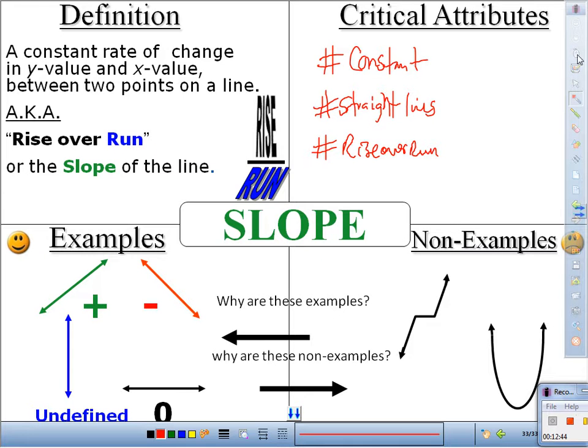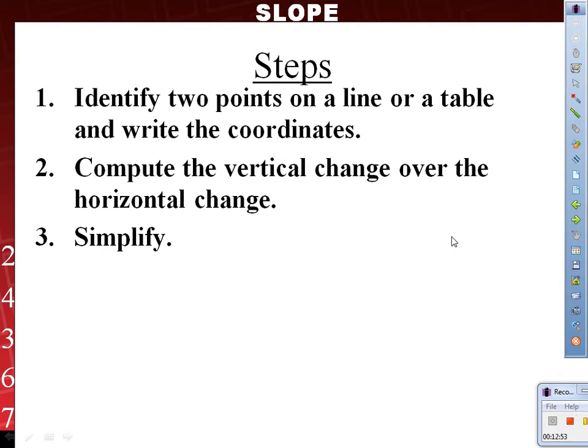All right. Write these steps down, please, underneath your prayer model. Step 1, identify 2 points on a line or a table and write the coordinates. Step 2, compute the vertical change over horizontal change. And step 3, simplify. Copy that, please. All right, so we got the steps, and let's go over example number 1.